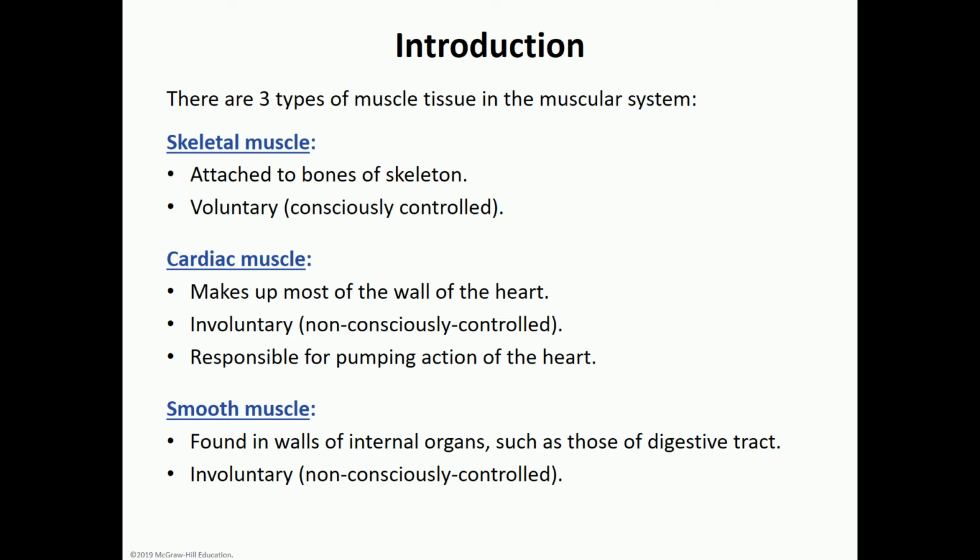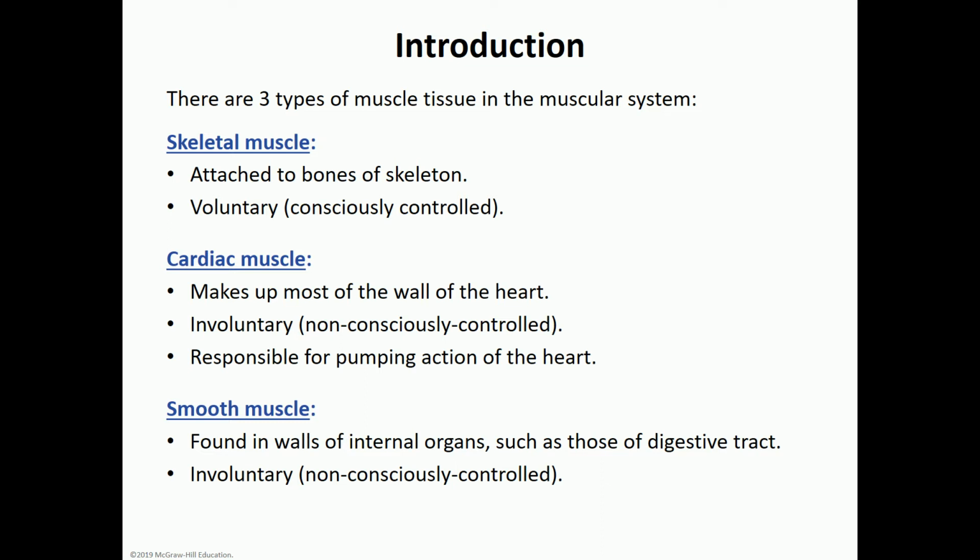First off, let's introduce the three different kinds of muscle tissue that we have. When we think of muscle, we usually think of skeletal muscles, and those are the ones that are attached to our skeleton, hence the name skeletal muscles. These are voluntary. We can consciously control whether to contract them or not. Those are the only voluntary muscles that we have.